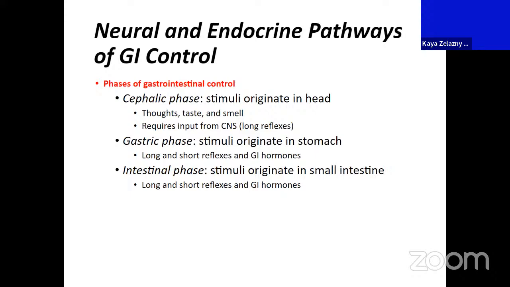Same thing with the intestinal phase. So once we are starting to get signals from our small intestine, we're going to have long reflexes, we're going to have short reflexes, and we're going to be thinking about those hormones. So all along this way, your body is trying to tell you: do you have food in you right now? How much, what kind, and what should we do about it?